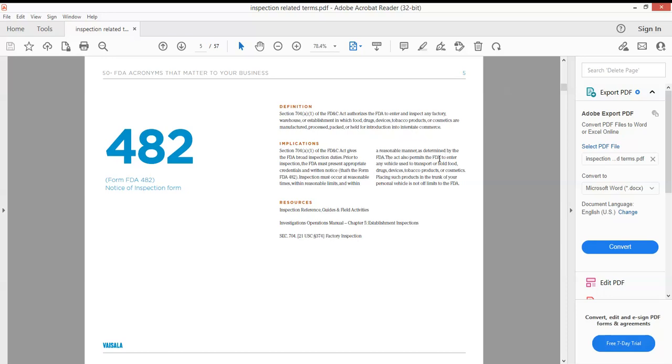The Act also permits the FDA to enter any vehicle used to transport food, drugs, devices, tobacco products, and cosmetics in consumption areas, for inspection, reference, and investigation.